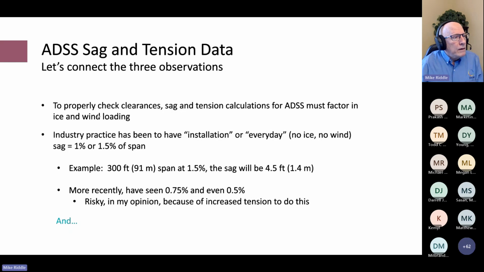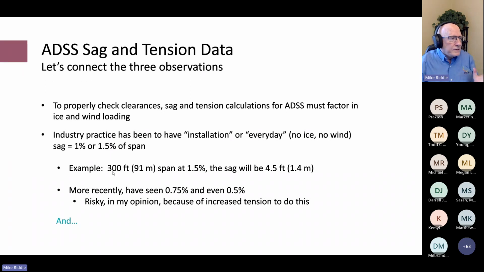So as I already talked about, to properly check clearances, both vertical and horizontal, you need to factor in ice and wind loading. Industry practice with ADSS has been to have installation or everyday, meaning no ice, no wind, sag at 1% of span or 1.5% of span. Now, in theory, it could be more, it could be less, it could be somewhere in between. But these are the two most common values that you see, 1% or 1.5%.